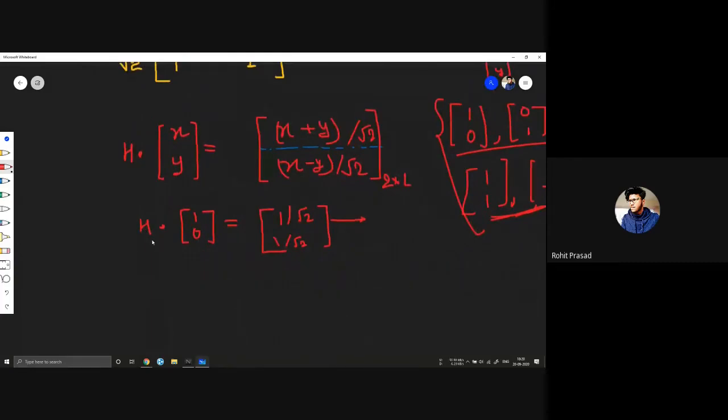So if we apply this Hadamard to 1 0, it will give something like this, and if we apply it to 0 1, it will give something like 1 by under root 2, this thing, and this will be minus 1 by under root 2, this thing. So these two states together also form a basis, right? These are linearly independent.